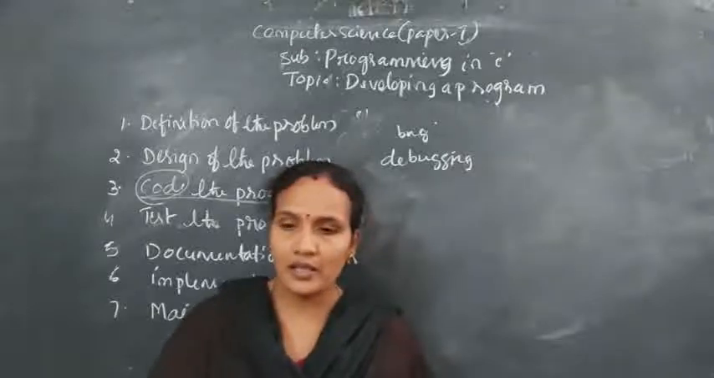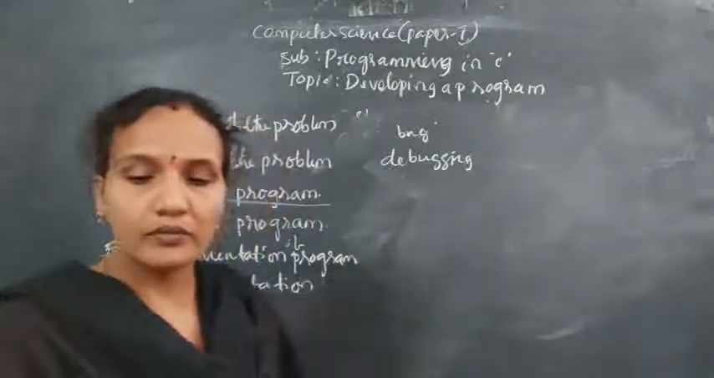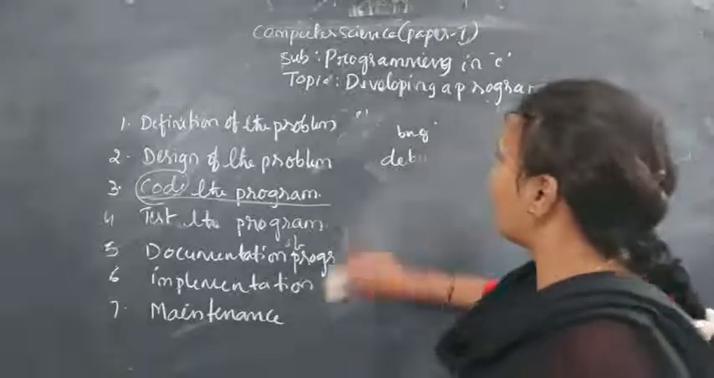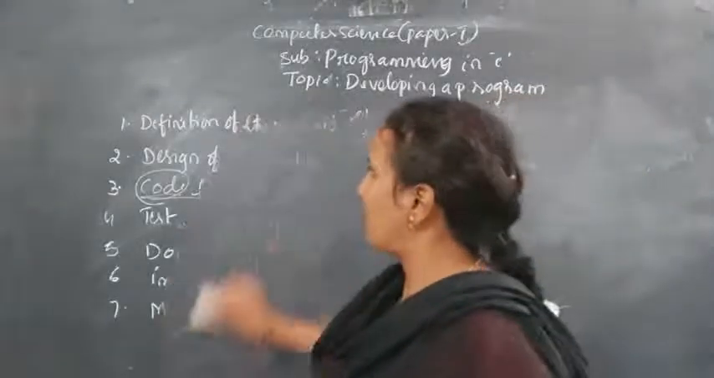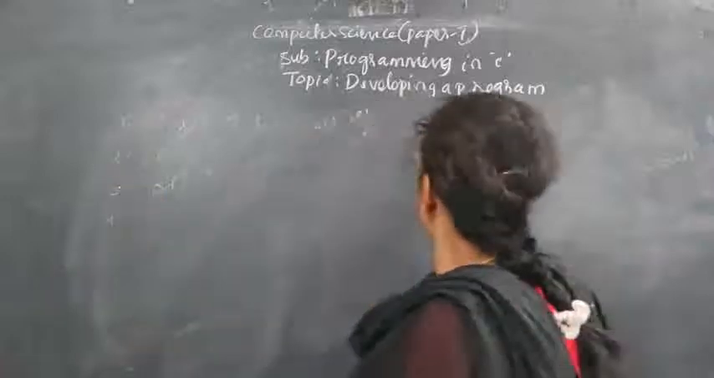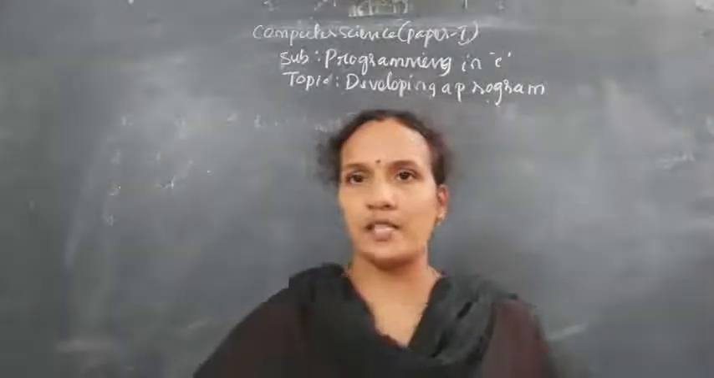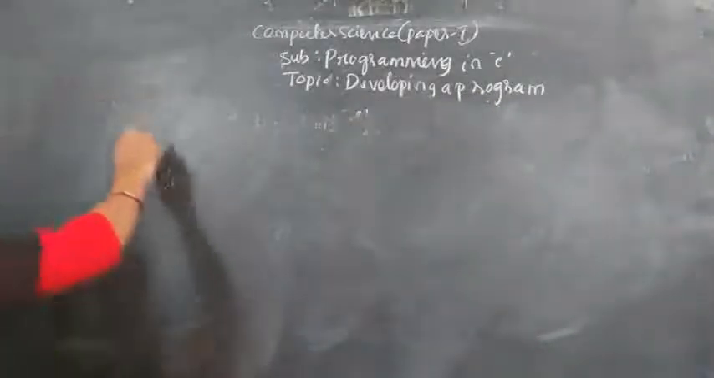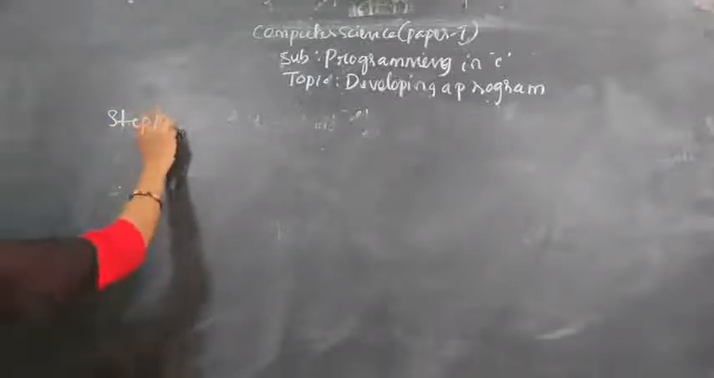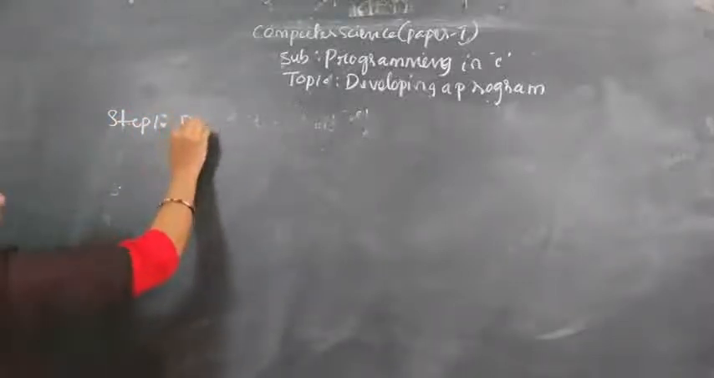Okay, so this is about the steps of developing a program. Now, I will explain with a practical. We have 7 steps now. That 7 steps I will explain. Step 1. Step 1 is actually defining the problem.